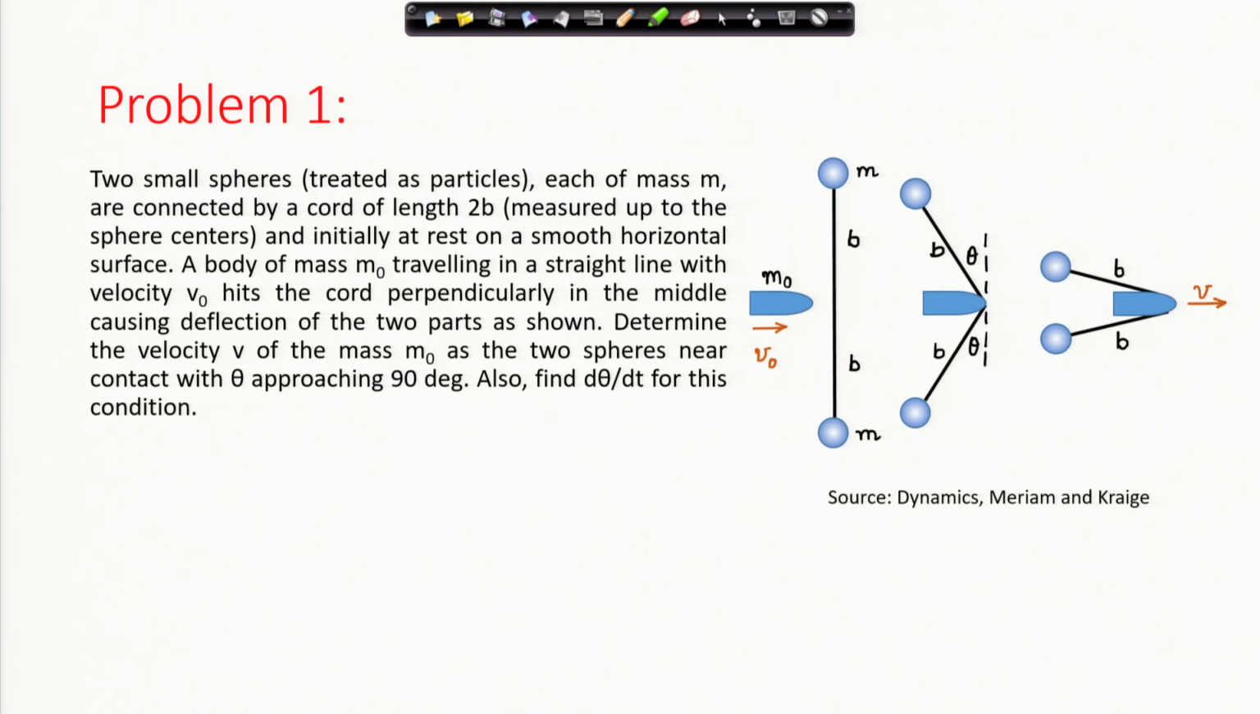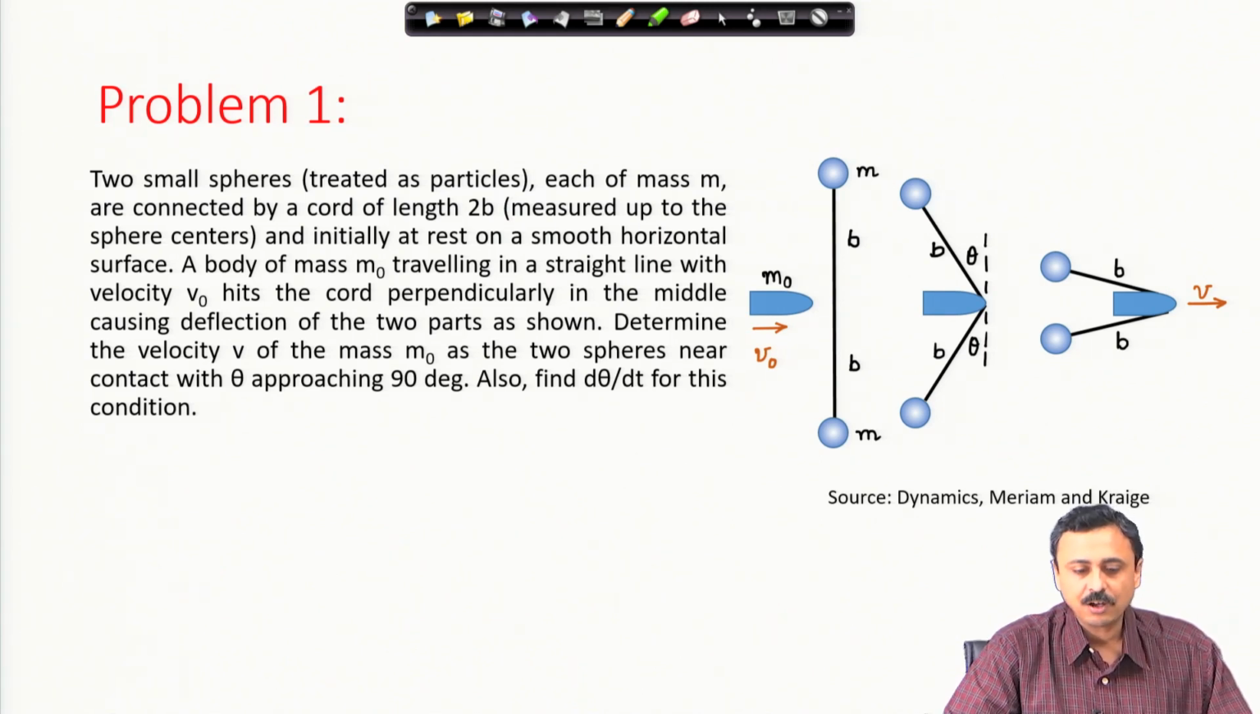A body of mass m naught traveling in a straight line with velocity v naught hits the cord perpendicularly in the middle, causing deflection of the two parts as shown. So, what is shown is, once this body of mass m naught, coming at a velocity v naught, hits the cord, it starts wrapping on that moving mass.